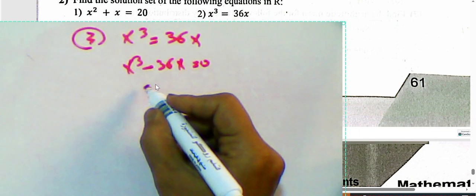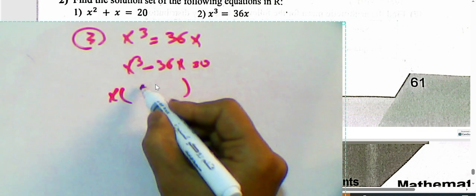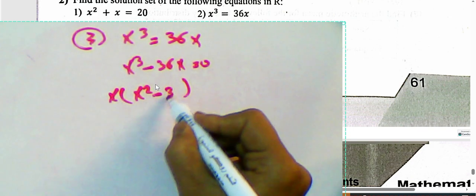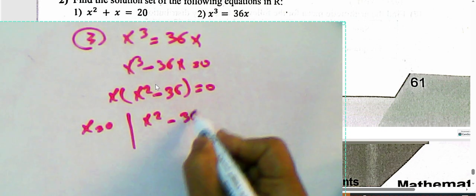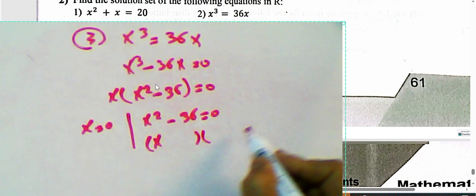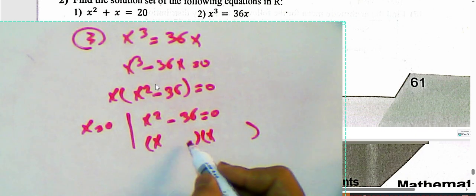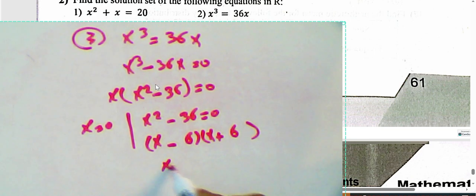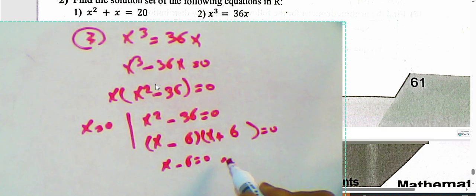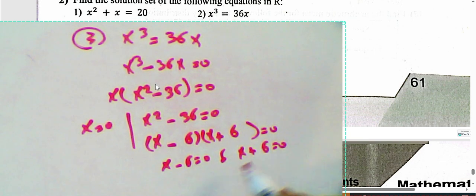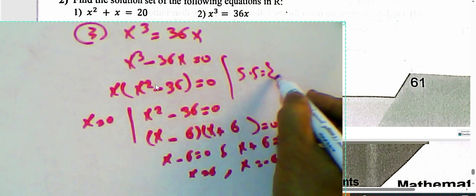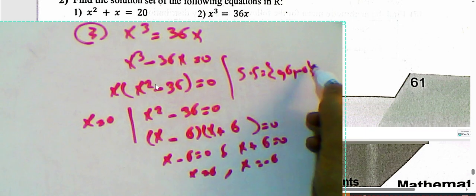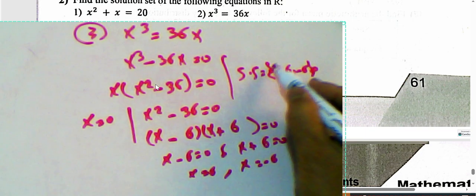And the next step, you can write x as a common factor between two terms. X power 3 divided by x equals x power 2, and 36x divided by x equals 36. Next step, we have x equals 0 or x power 2 subtract 36 equals 0. We can factorize this expression here: x power 2 is x times x, and 36 equals 6 times 6. Write negative and positive. Then x minus 6 equals 0, or x plus 6 equals 0. Then the value of x equals 6, or x equals -6. Then the solution set will be 0, 6, and -6. We have three solutions here.